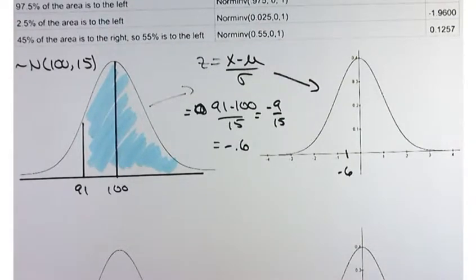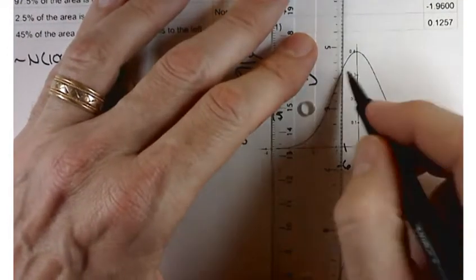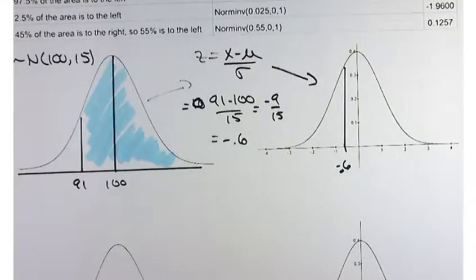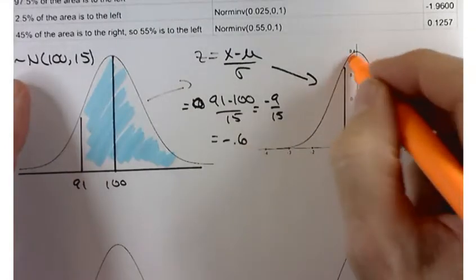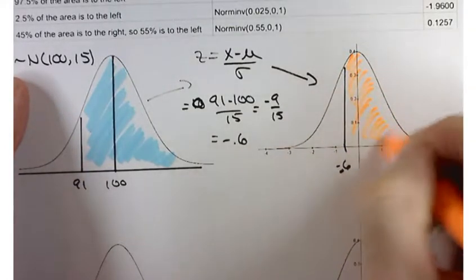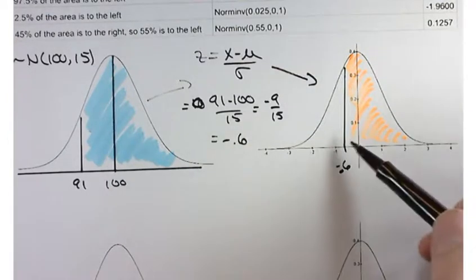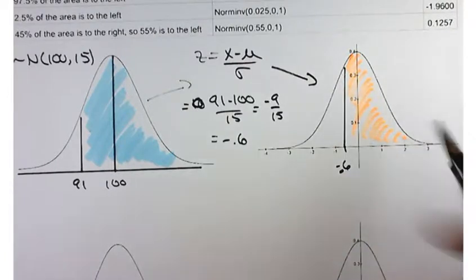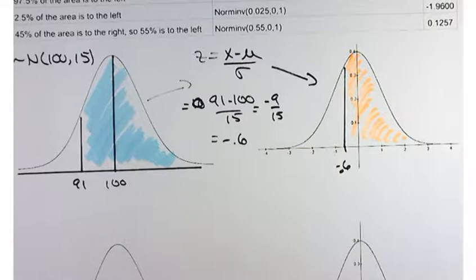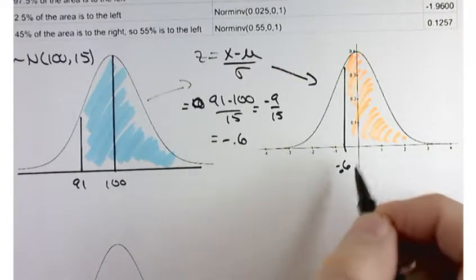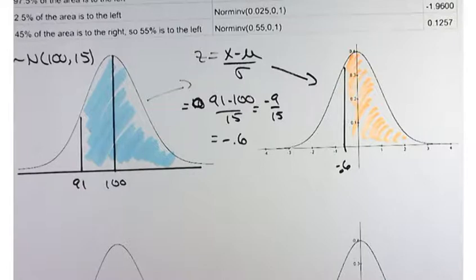So finding this area to the right of 91 is the same thing as finding the area underneath the standard normal curve to the right of negative 0.6. So let's work on finding this area. Hopefully too much time hasn't passed since we've worked with this kind of stuff recently. How do your z-tables work? Do they give me the area in the right tail or do they give me something else? They give you the area in the left tail. So we'll have to keep that in mind as we do our problem. But either way, we're going to look up negative 0.6.